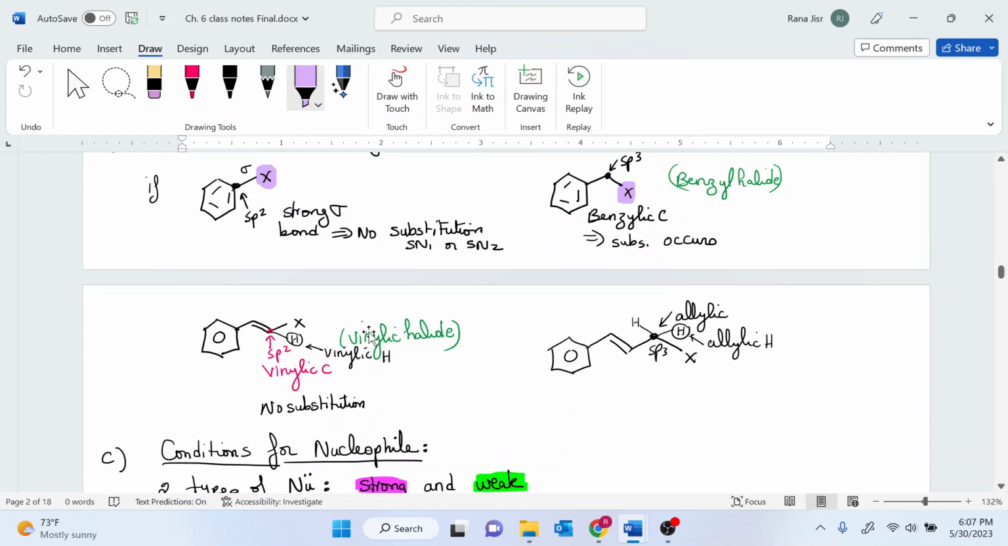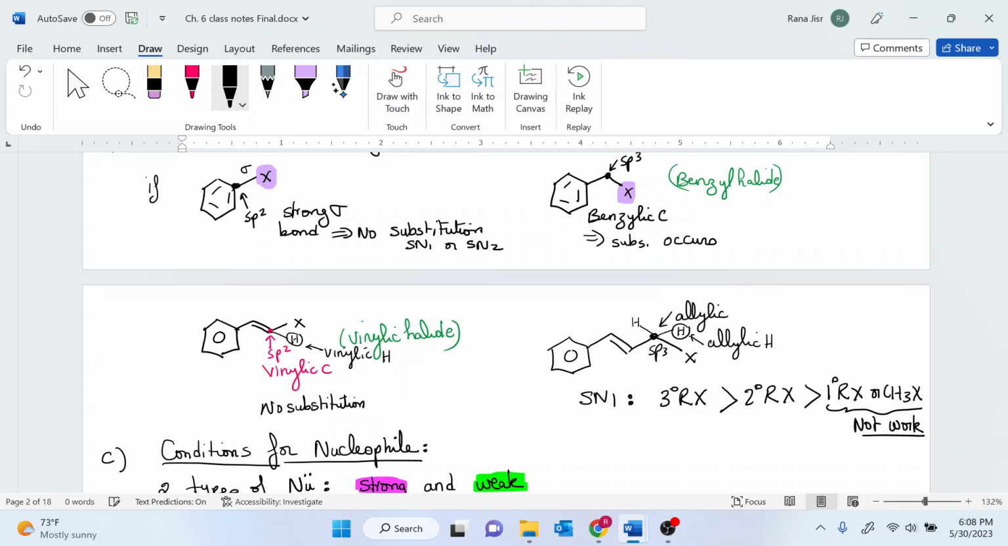Now, for the conditions of the alkyl halide, whenever you are working with an SN1 reaction, you always prefer to start with a tertiary alkyl halide. Tertiary alkyl halide undergoes SN1 reaction faster than a secondary alkyl halide. If you are working with a primary alkyl halide or a methyl halide, then the reaction will not work with SN1.